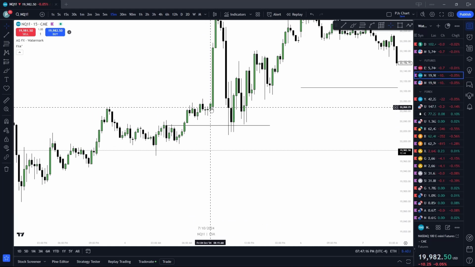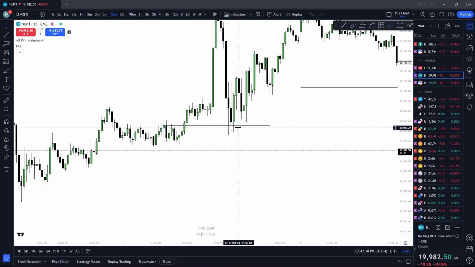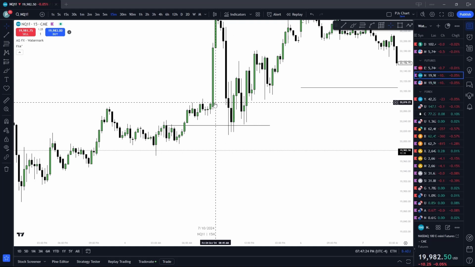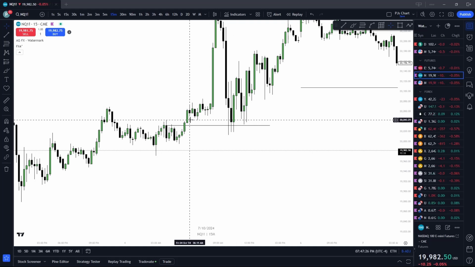But that is how we anticipate and catch inside of these wicks and bottom tick these entries, anticipating the reversal inside of the hourly order block after sweeping the internal 15-minute liquidity.